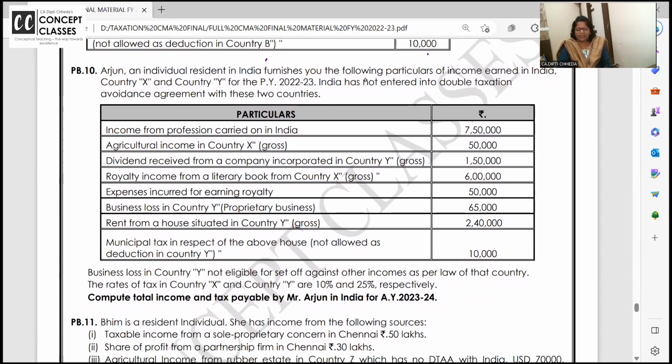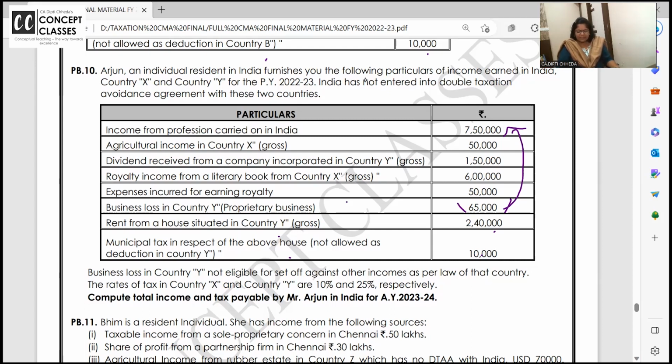Income from profession carried on in India, agricultural income from country X, dividend received from a company incorporated in Y, royalty income from books. Sometimes they give, dear students, royalty income from school books and all. Then you don't get 3 lakh rupees deduction. Expenses incurred, business losses. Country Y has a business loss but India has income. Can we set off? Yes. Rental income from Y: municipal taxes are not allowed there, but in India we are allowing and deducting. Business loss in country Y is not allowed to be set off as per their rules. No problem, we will deduct it.